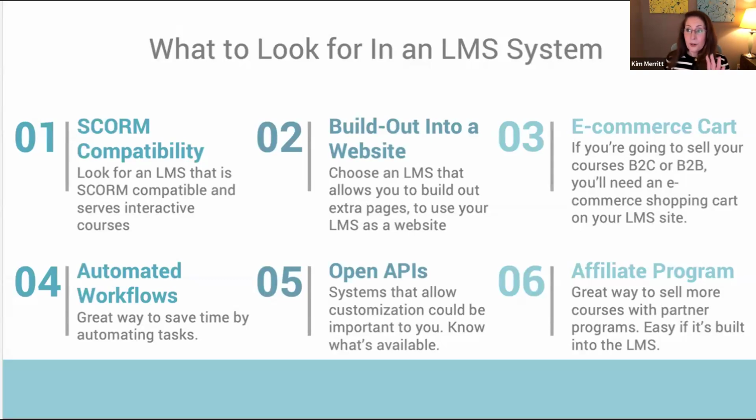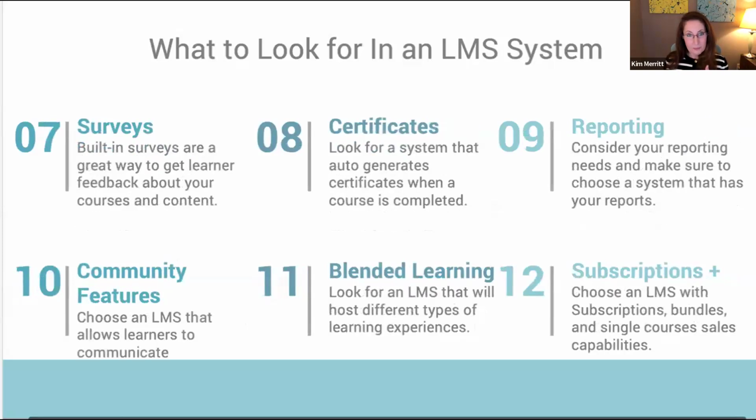Open APIs or semi-open APIs, so systems that allow customization, could be important to you. Know what's available for the systems you're looking at. An affiliate program. So if you're selling courses, an affiliate program might be something that you would be interested in. It's a great way to sell more courses with partner programs. Easy if it's built into the LMS. Surveys. Built-in surveys are a great way to get learner feedback about your courses and your content.